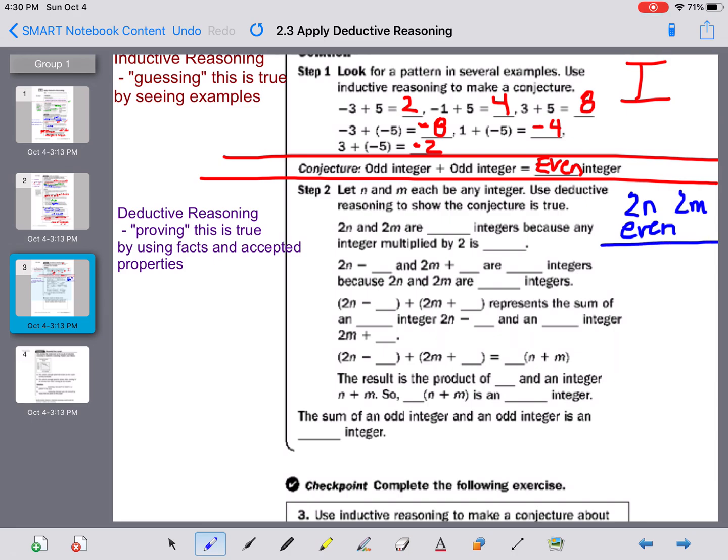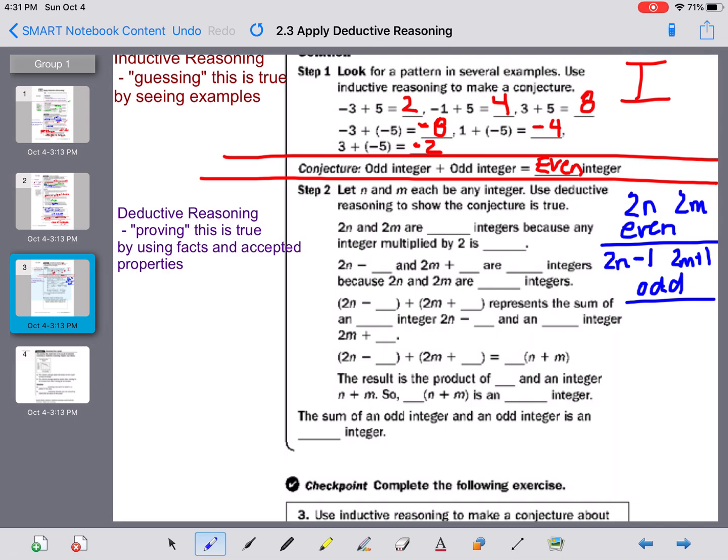So how can I represent an odd number? Well, how far away from an even number is an odd number? It's just 1 away, right? So I could subtract 1, or I could add 1, and now I have odd numbers. Because if 2n and 2m were even, then 1 away from them would be the odds. So this is kind of what they're walking through here.